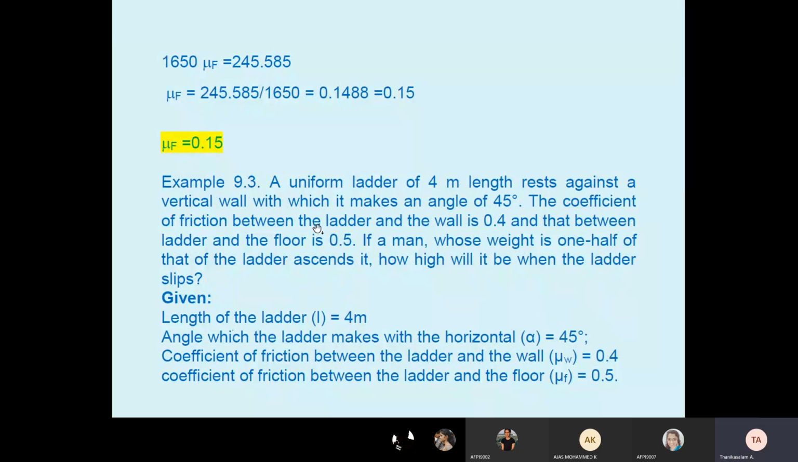See here, the coefficient of friction between ladder and wall, mu W, is given 0.4. And between floor and ladder, mu F is 0.5. One man is standing, and the weight of the man is 1/2 of the ladder weight. That is W1 equal to 1/2 W. The man whose weight is 1/2 of the ladder weight, that means W1 equal to 1/2 capital W. Capital W means weight of the ladder, no?